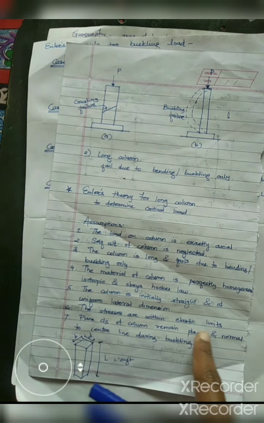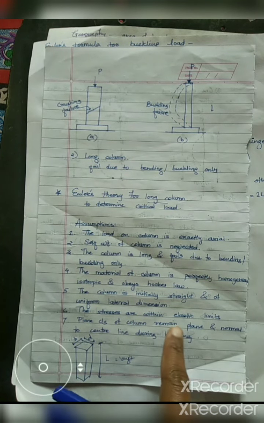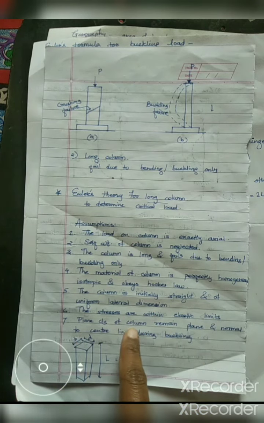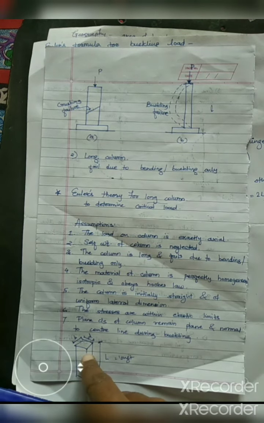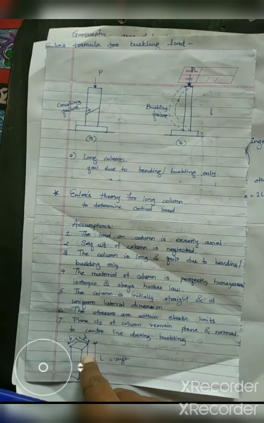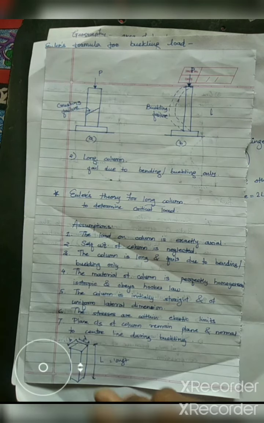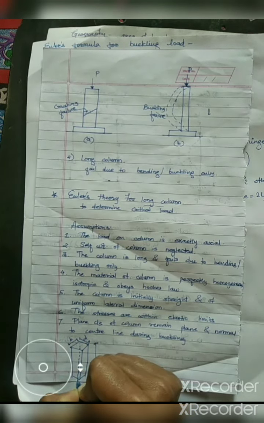The stresses are within elastic limits, that means they obey Hooke's law. Next, seventh: plane cross section of the column remains plane and normal to the center line during buckling. If you take the cross section of the column and it is a plane, then during buckling also it remains plane. He has assumed that. And normal to the center line means the axial center line of the column.